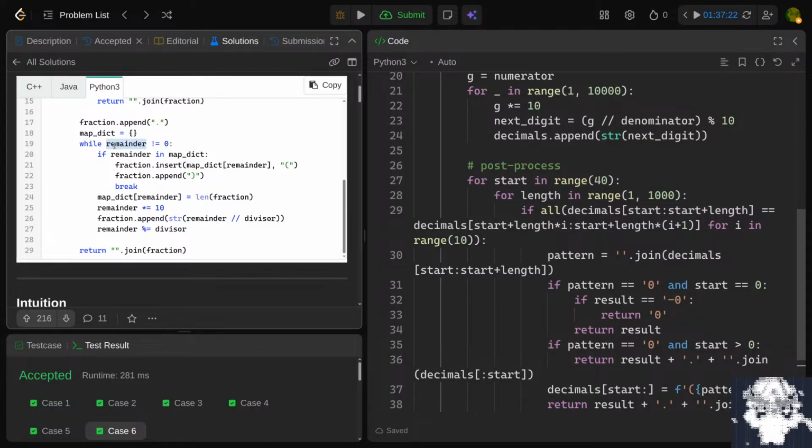While a remainder is not equal to 0, you do the times 10 thing. I was so close. You do the times 10 thing. You keep track of the remainder, and now the remainder is the thing that's going to tell you if you're back in the state you were in before. I was really close. I just couldn't quite figure out how to do this in my head.